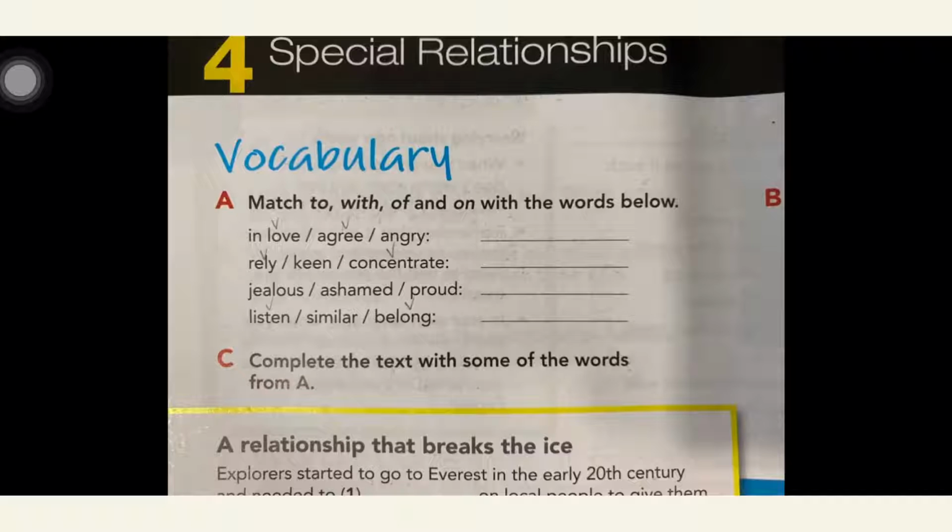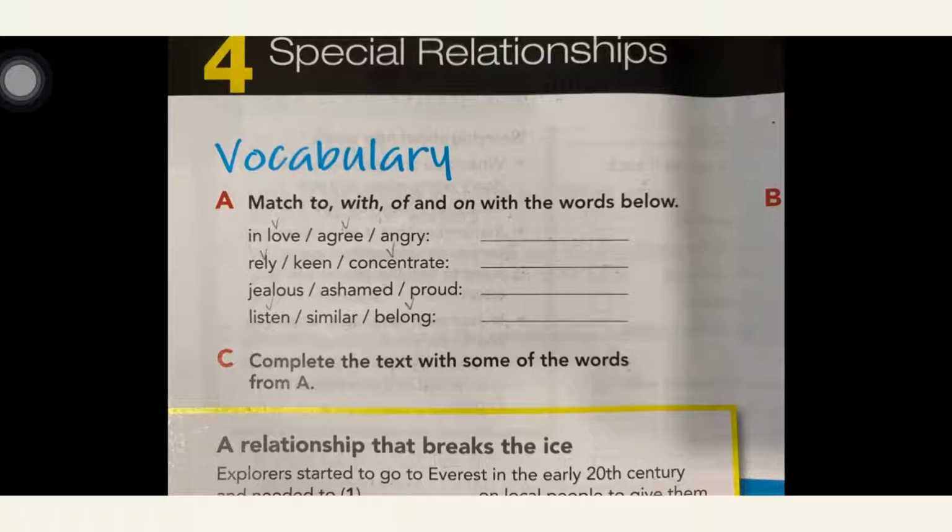Basically what you need to do is pair these 4 prepositions with these 4 groups of words given to you. The first group of words: in love, agree, angry. The second one: rely, keen, concentrate. The third one: jealous, ashamed, proud. The fourth one: listen, similar, belong.